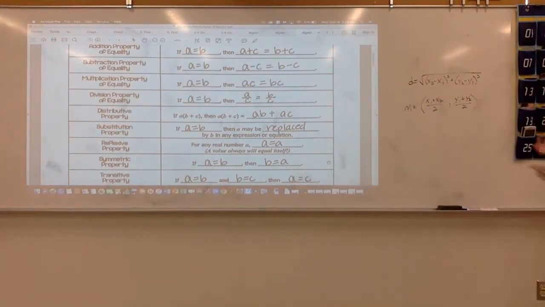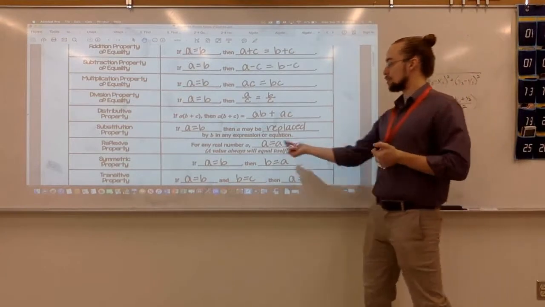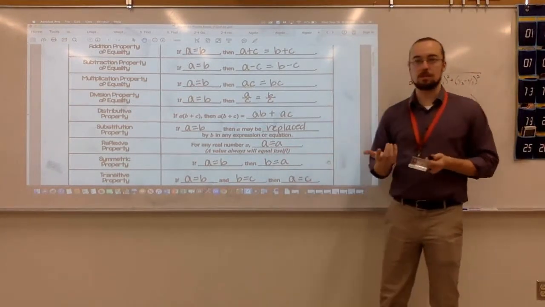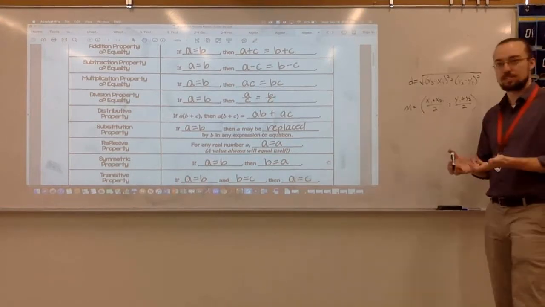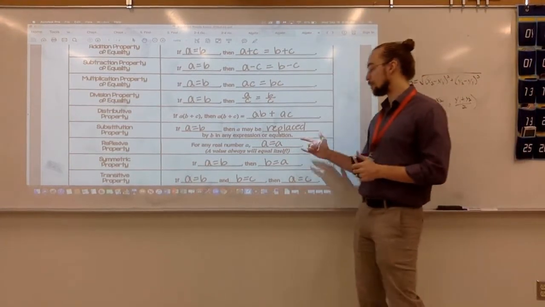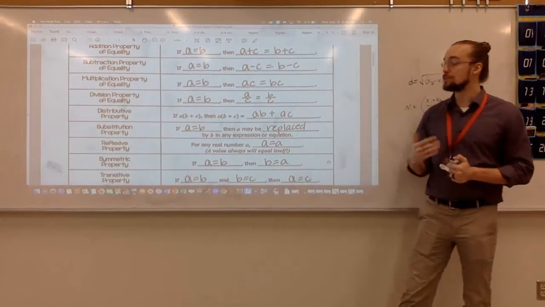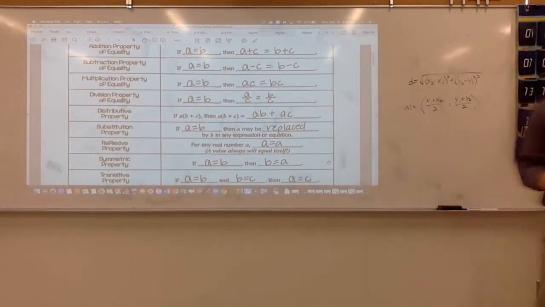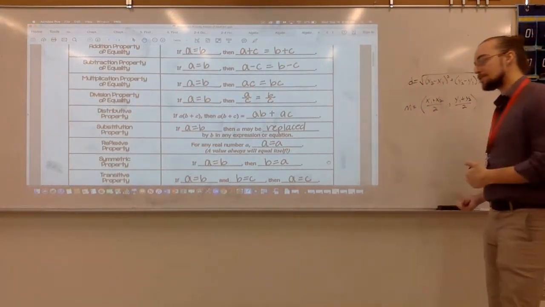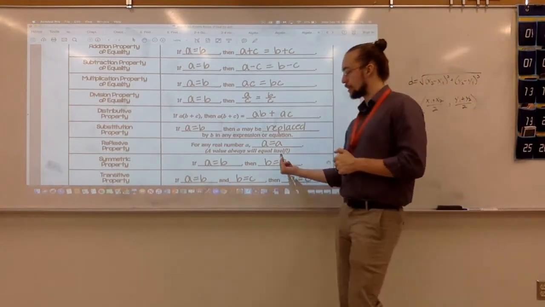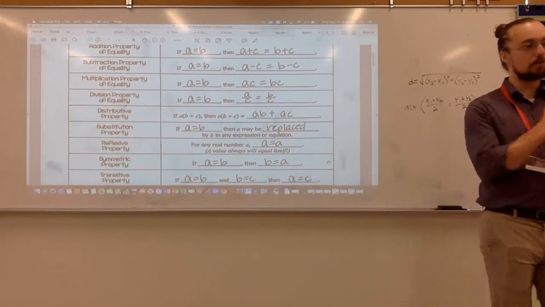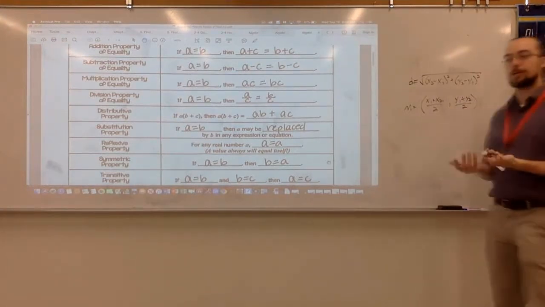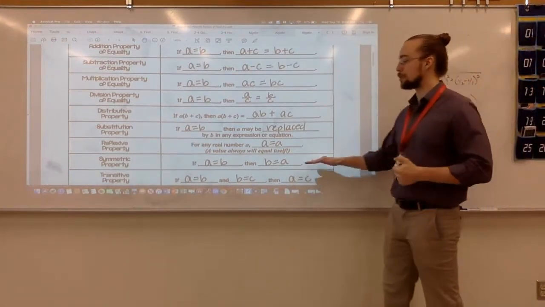The reflexive property is just something is equal to itself. That sounds even too common sense to write down, right? But that ends up being really useful when we start proving things congruent to each other. The symmetric property just says I can flip things across an equal sign. If x equals 4, then 4 equals x. Again, that seems pretty common sense, but it will actually be useful.